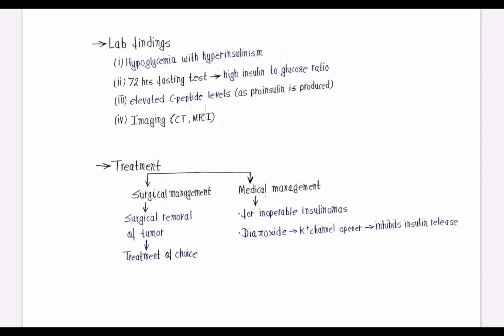Then coming to the treatment part, we have two options for the treatment of insulinoma. We will go for surgical management, in which we will simply do the surgical removal of the tumor, and it is the treatment of choice for insulinoma. But if the nodule is not operable, then we have to do medical management, which is done with the help of drugs like diazoxide, which are basically potassium channel openers, so they inhibit the release of insulin.